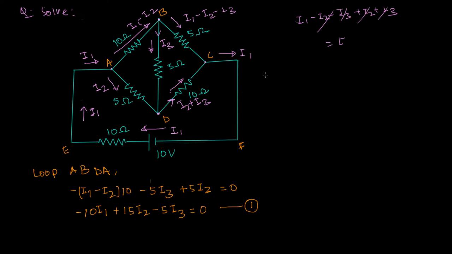Now let us take the other loop. So we take the loop. Let me take this loop, B, C, D, B. Okay, so this 5 ohm and this 10 ohm, they are the new elements, right?